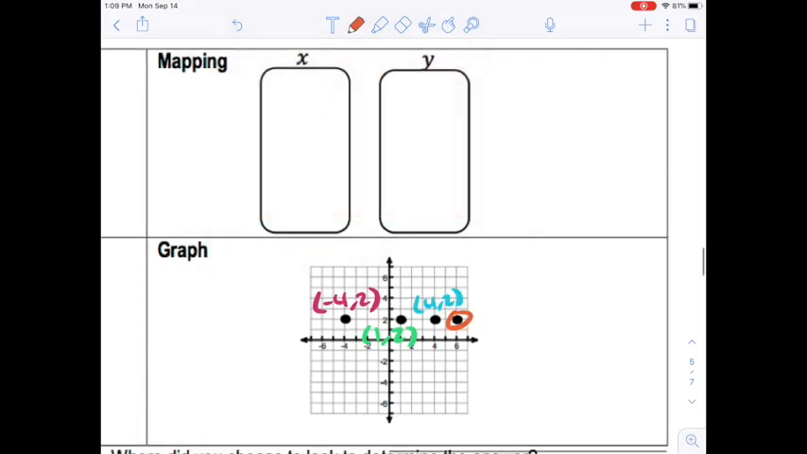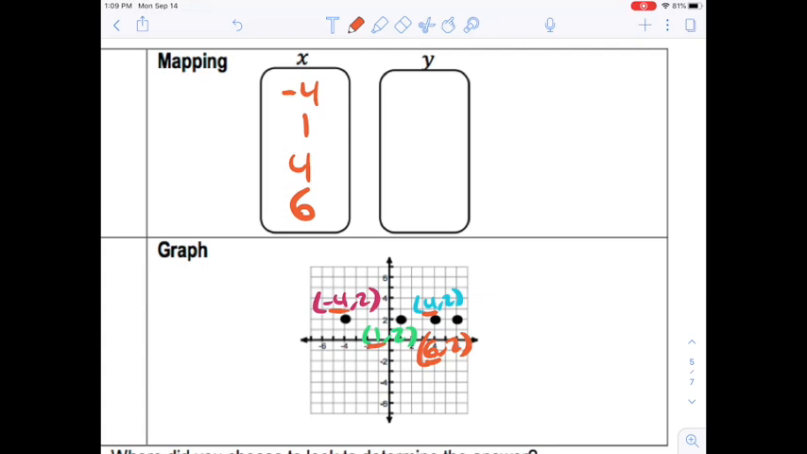And this last one's at 6 comma 2. Now that we see all those ordered pairs, if we just go left to right, we should be able to get our x's in numeric order. So negative 4, then 1, then 4, then 6. I'm just listing the x's that I see below in my ordered pairs.